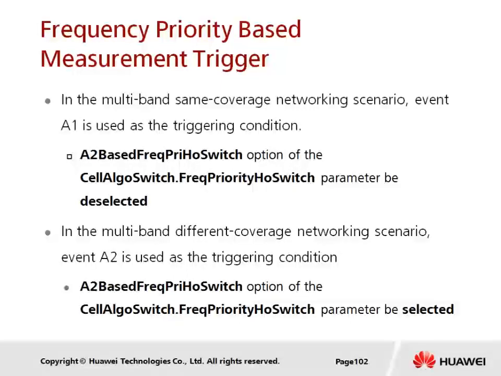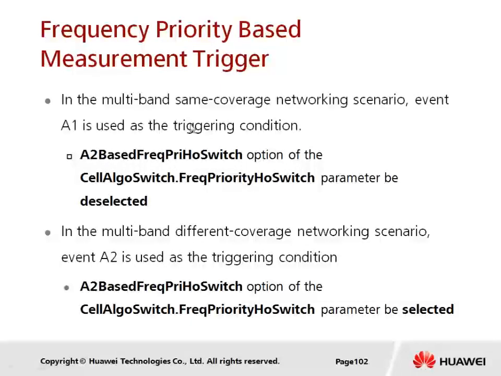As we recall, event A1 indicates that the serving frequency quality is greater than a threshold. That means event A1, which is sent by the user, indicates that the user is in the cell center. So we can assume that the user is also in the cell center of the other frequency band, because in this scenario, both bands are sharing the same site and same coverage. Hence, A1 is used as a triggering condition for measurement.